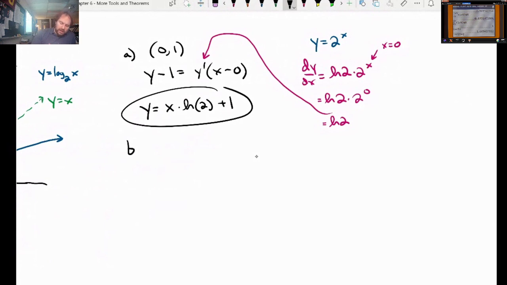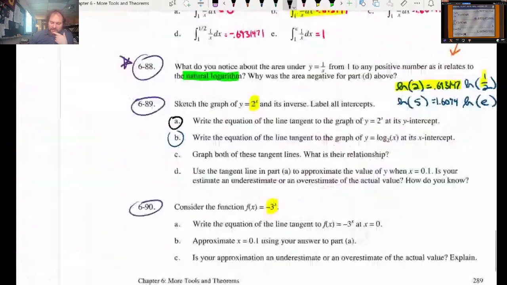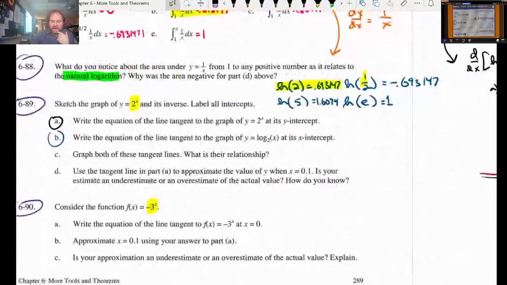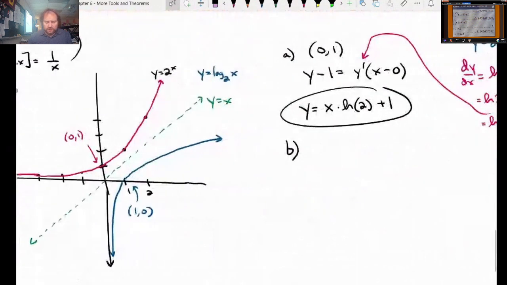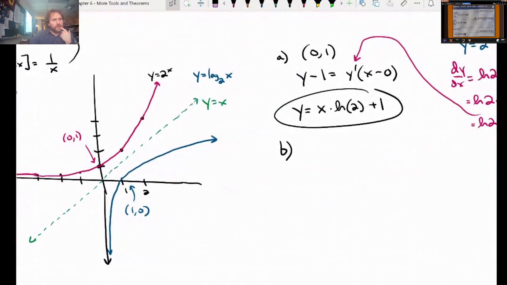That's for part A. Part B is going to ask us to do the same thing. Write the equation of a line tangent to the graph of log base 2 of x at its x-intercept. Now, this is going to be interesting because we don't know what the derivative of the log base 2 of x is. We do know that it's happening at the point (1, 0). So let me switch colors for this problem. We're at the point (1, 0). So I know at least it's going to be y minus 0 equals the slope, we'll say y prime, times x minus 1.